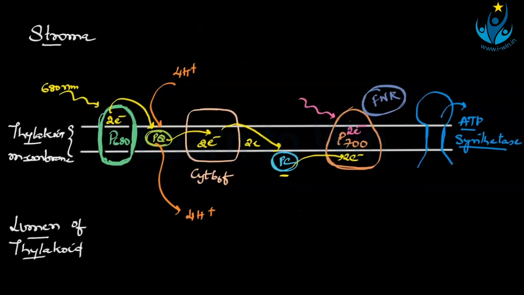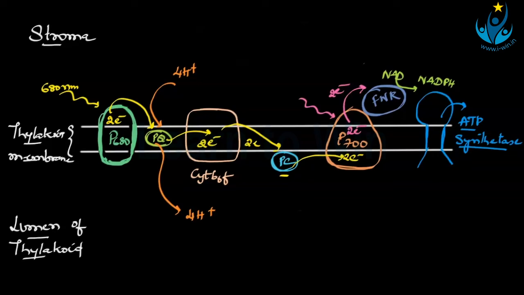These 2 electrons from P700 go to the FNR complex. In the FNR complex, its main objective is to carry out the reduction of NADP into NADPH. Now, for that to happen, it cannot just have 2 electrons, it needs protons.